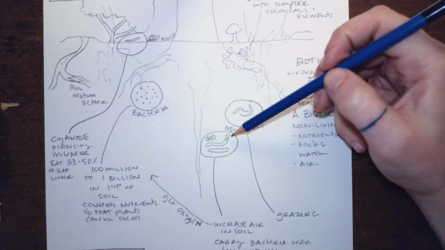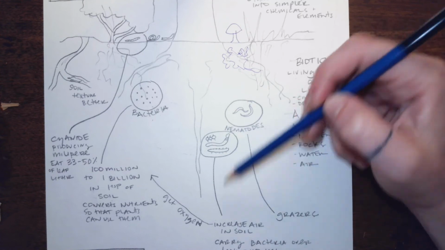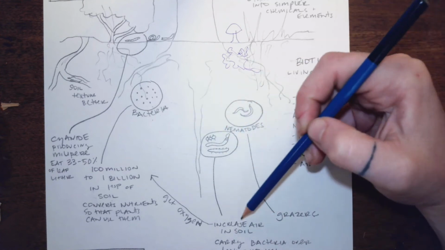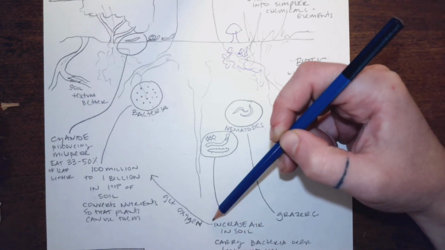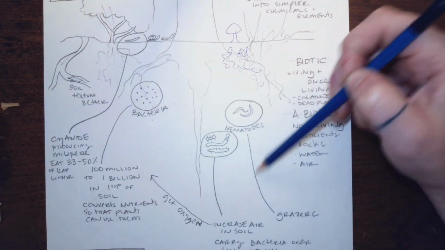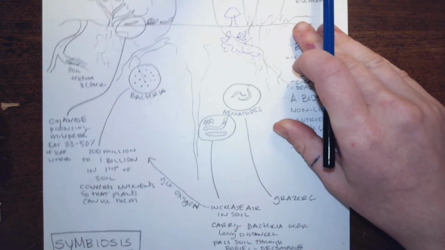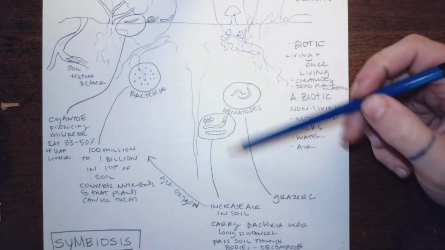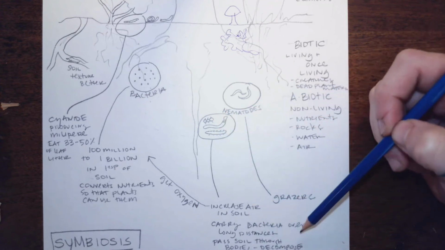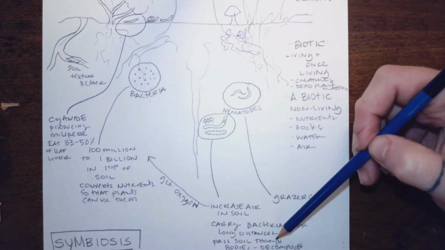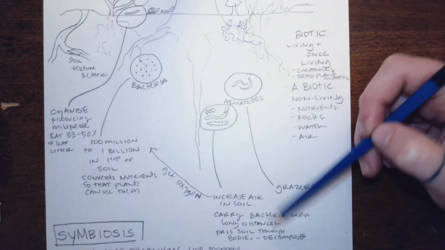Now there's some larger stuff too, like ants and worms and centipedes, and they burrow through and increase the air, the oxygen in the soil. The oxygen is super important because nematodes and bacteria both need oxygen. The worms and ants and centipedes and such also carry bacteria over long distances and pass soil through their bodies to further decompose it.